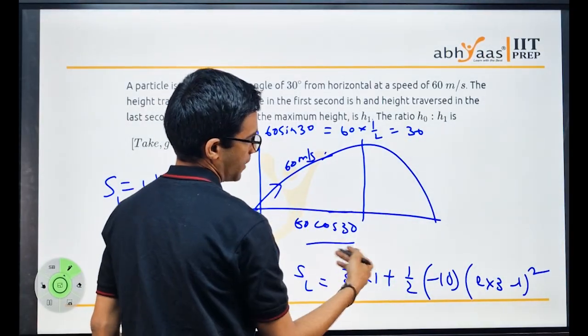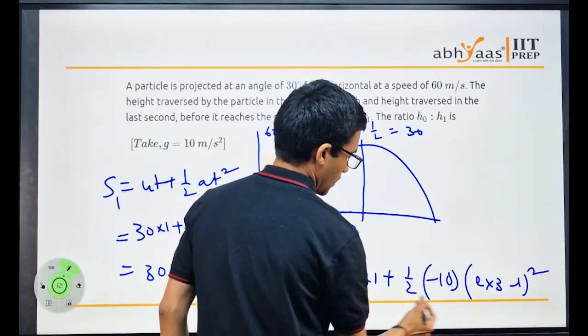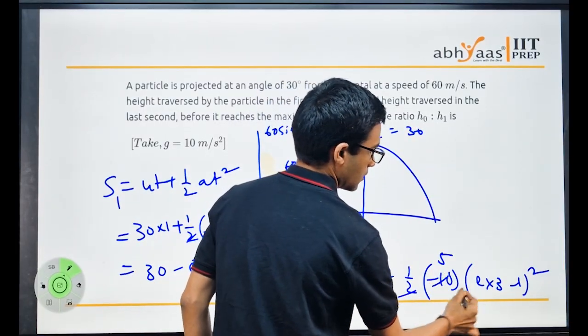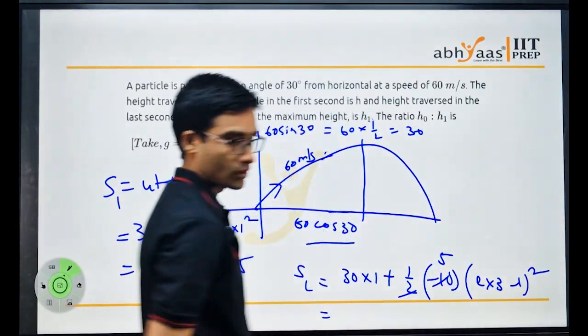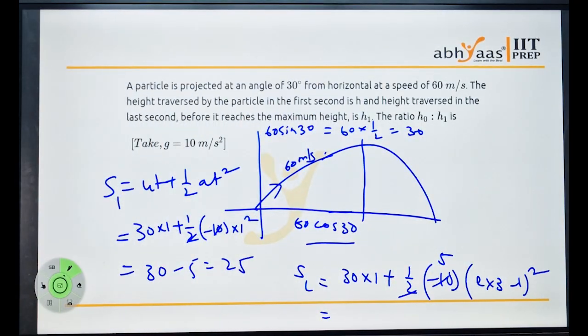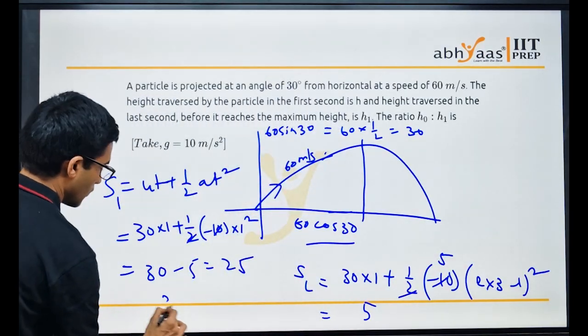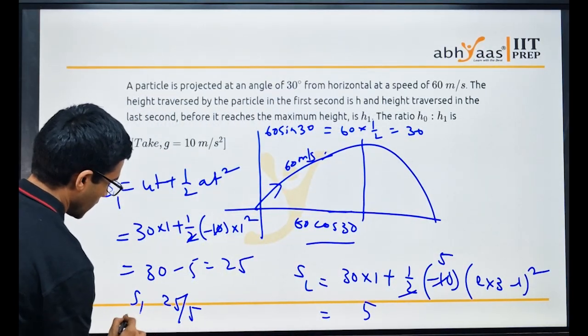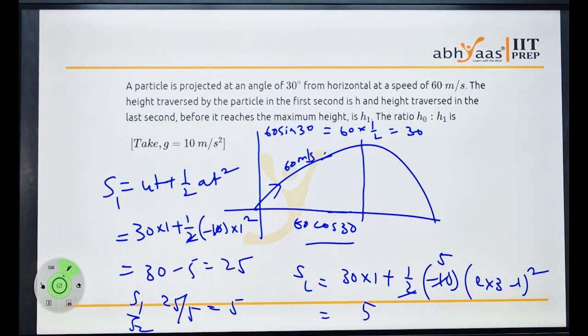Last second means minus 1. You just calculate 30 into 1. Here 2, 3, 6 minus 1 is 5, so 5 square. So you'll get something like 5. Finally 25 by 5, that is first by last is equal to 5. This is the answer.